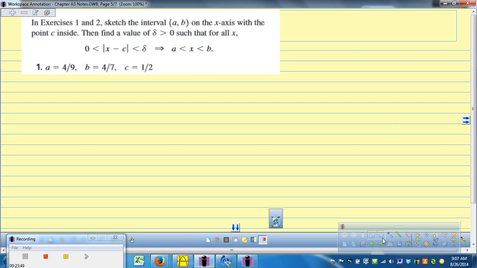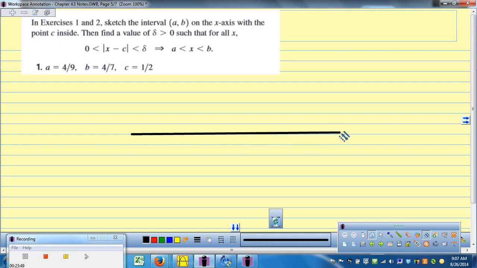Okay? So let's go ahead and put our x-axis on there. And we are going to have A, B, and C. A and B are the outer boundaries. C is in the middle. Our C that they're giving us is 1/2. Our B is 4/7. And our A is 4/9.